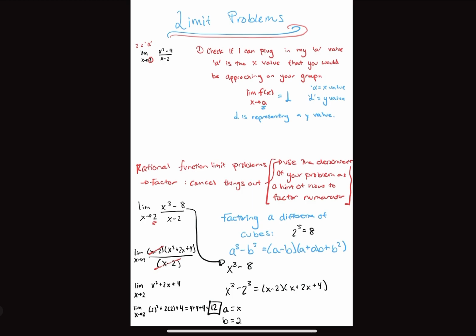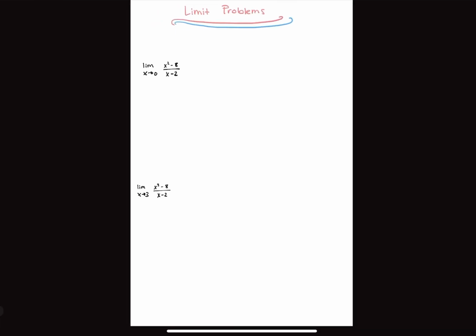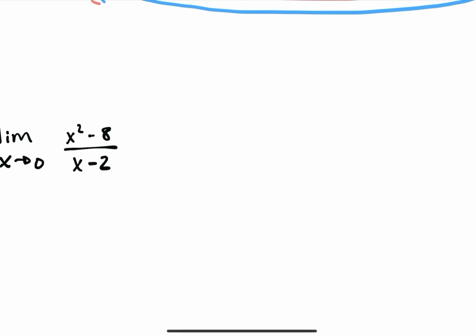And then this is very similar to the problems that we worked with before: the limit as x is approaching 2 of (x squared minus 4) over (x minus 2) and the limit as x is approaching 2 of (x cubed minus 8) over (x minus 2). The first one that we're going to look at is this problem.